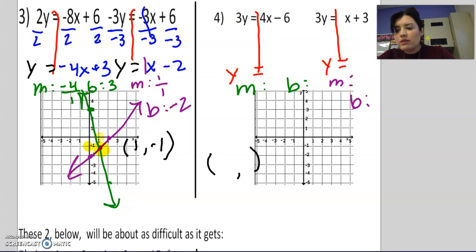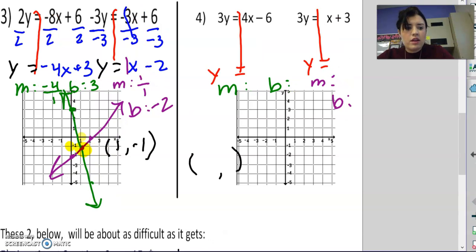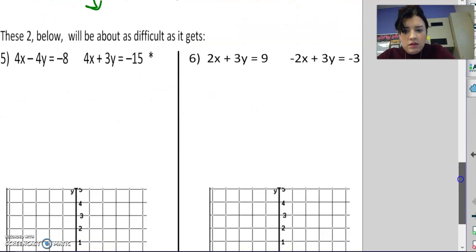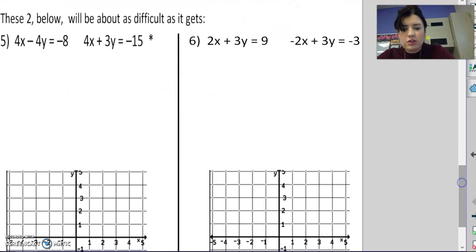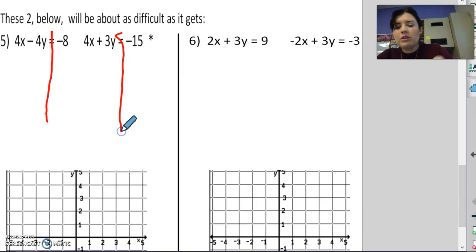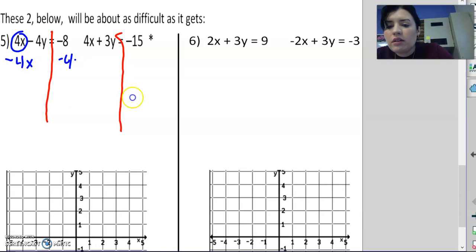Alright, now for the most difficult ones that we're going to have, and that will be these last two. Now this is going to be 2-step equations to solve, so this will be a little bit trickier. Like the first question, we need to move that whole x over, so that's positive 4x, so we're doing the opposite. We're going to get those taken away. We'll have negative 4y on the left equals negative 4x minus 8.